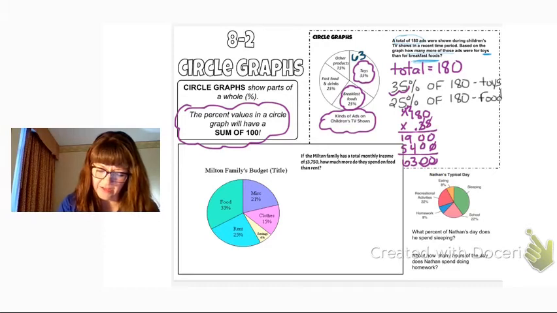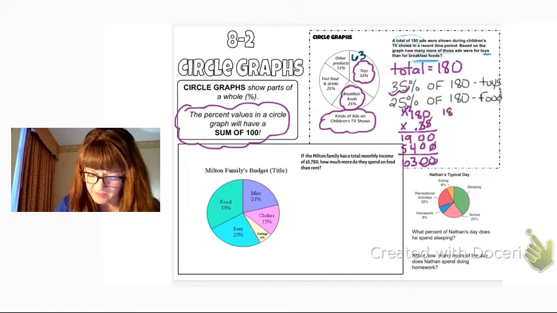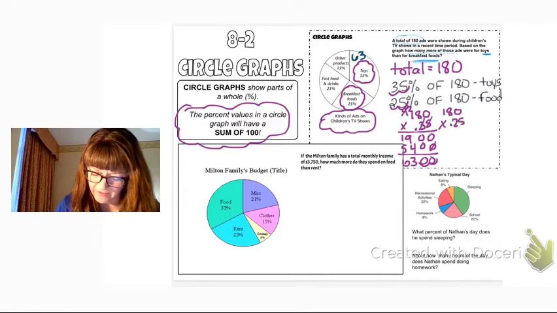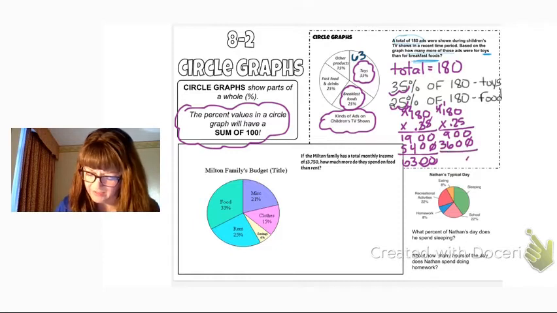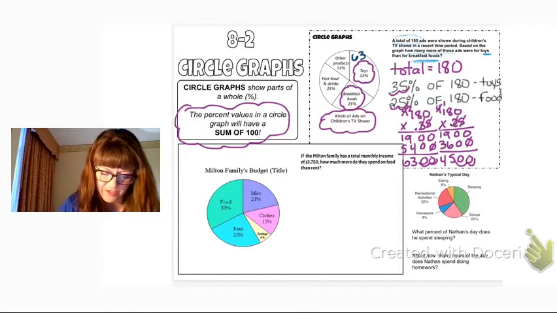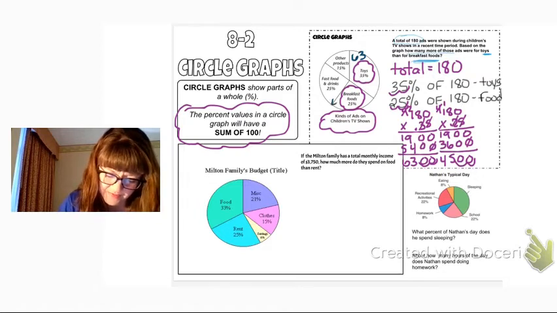Now we need to look at 25% of 180 because 25% of the ads were breakfast foods. So we'll do 180 times 0.25, or 25 hundredths. 5 times 0 is 0. 5 times 8 is 40. 5 times 1 is 5 plus 4 is 9. Done with the 5. Move over. 2 times 0 is 0. 2 times 8 is 16. 2 times 1 is 2 plus 1 is 3. Now we'll add, and then take care of the decimal. So 45 ads were for breakfast foods.